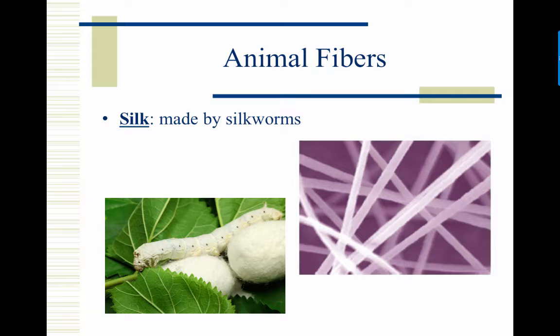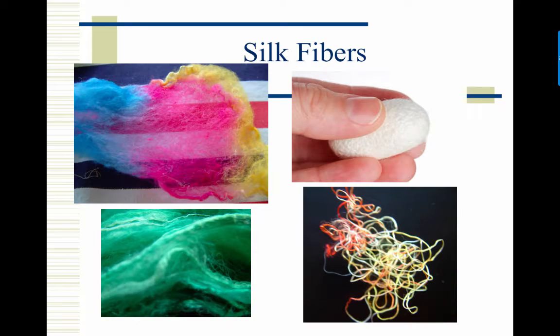So since the process of harvesting the silk from the cocoon kills the larvae, this process has been criticized widely by animal welfare and rights activists. Here are some silk fibers, some that have been dyed, and the one that's been held in the hand there is what it looks like when it's unraveled, when it's woven.